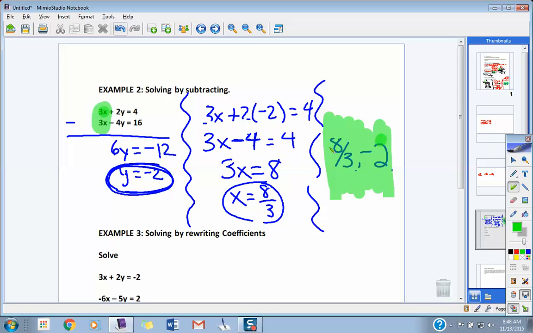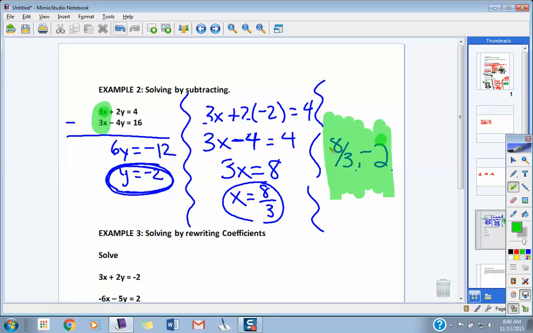Now guys, this stuff works really well when what? What's been true about the coefficients that we've looked at? They've been the same. Is that how it's going to happen? No, it's not. Take a look at example 3.